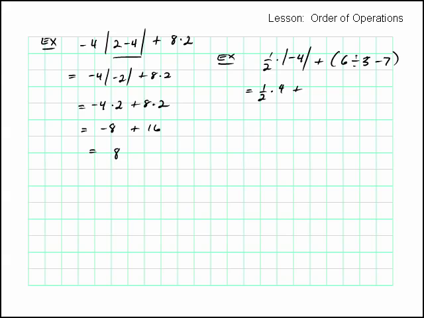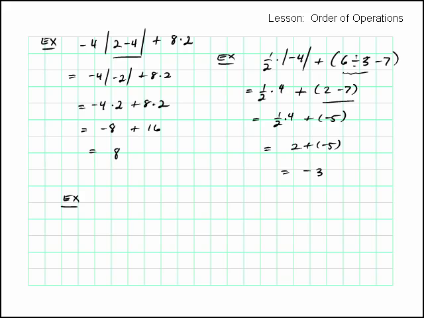I can also start working on this set of parentheses inside. 6 divided by 3, the division is before the subtraction, of course. 6 divided by 3 is a 2. It's a plus sign there. Let me fix that. Okay. I still have some parentheses here. 2 minus 7 is negative 5. Next is multiplication. 1/2 times 4 is a 2. And then finally, 2 plus a negative 5 is a negative 3. And there's my solution.